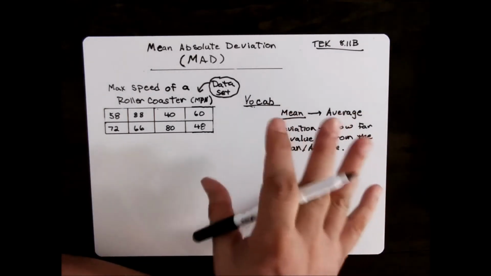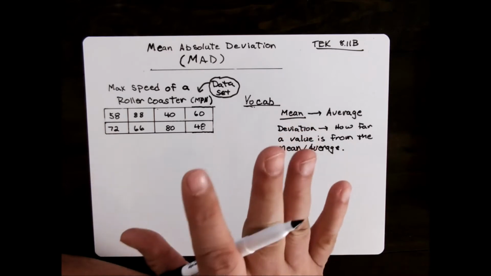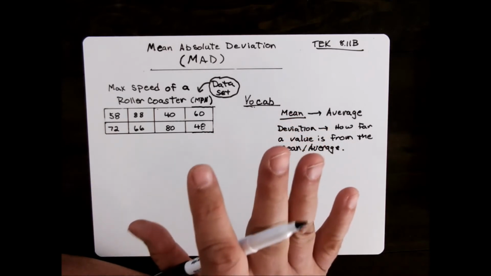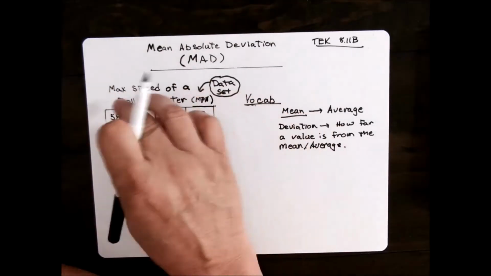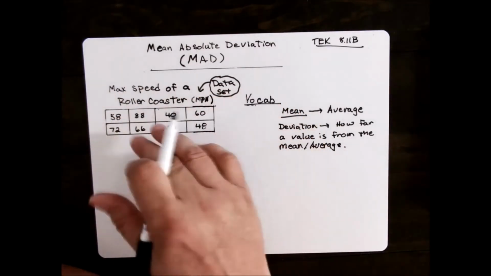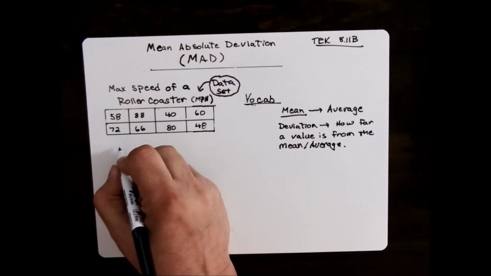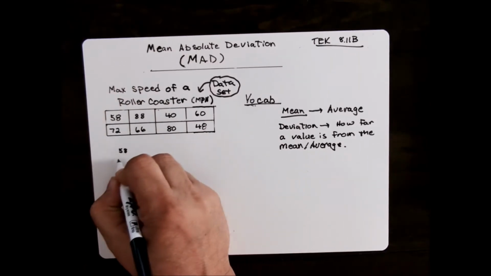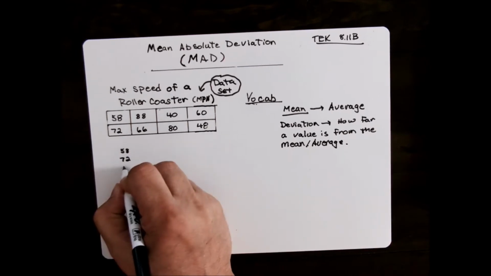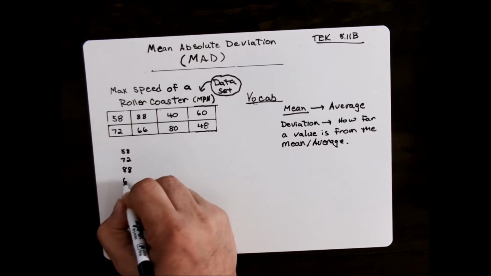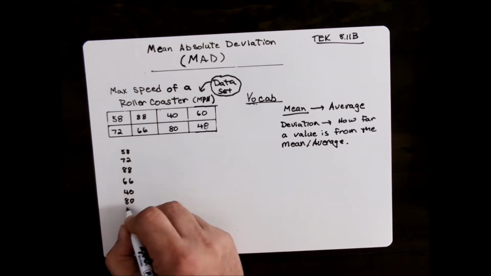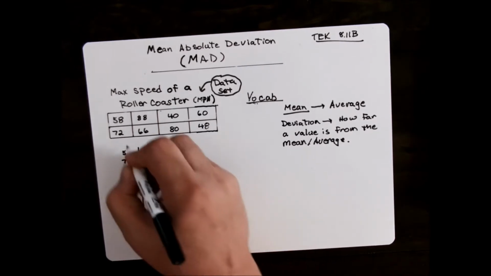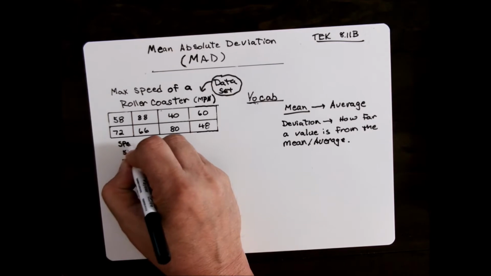Now here's the way I want you to work these problems. This is the easiest way. It keeps it straight in order, and it's pretty much mistake proof. I want you to make a table of the values. However they give you the values, make your own vertical table. So in this case, I'm going to write them: 58, 72, order doesn't matter, 88, 66, 40, 80, 60, and 48. And this is the speed.